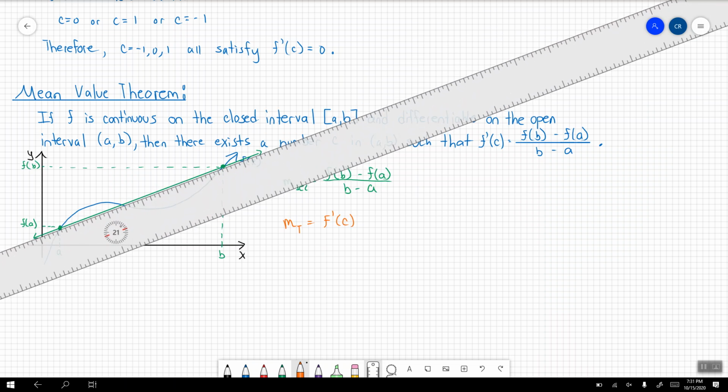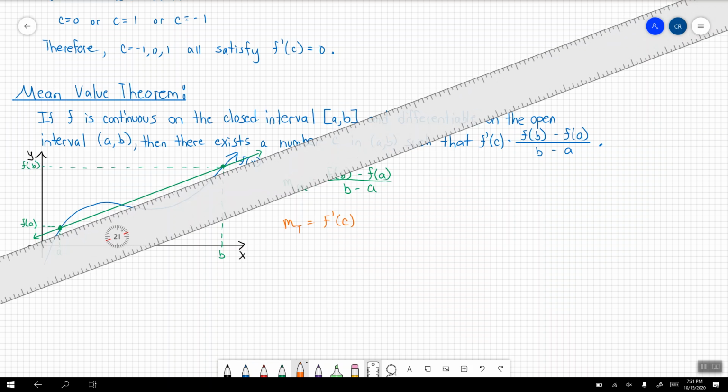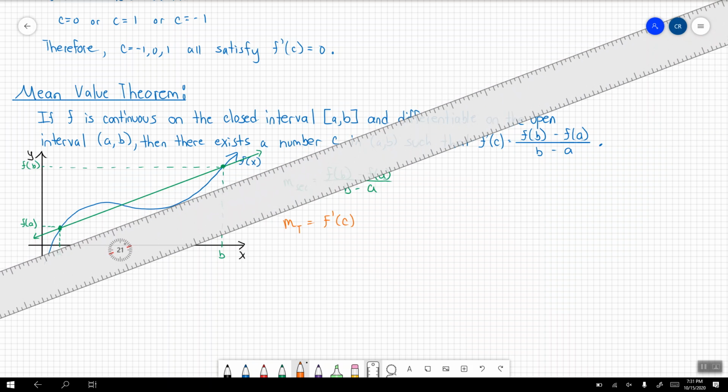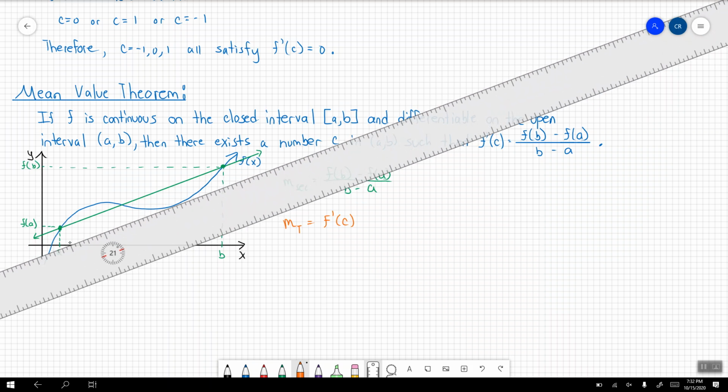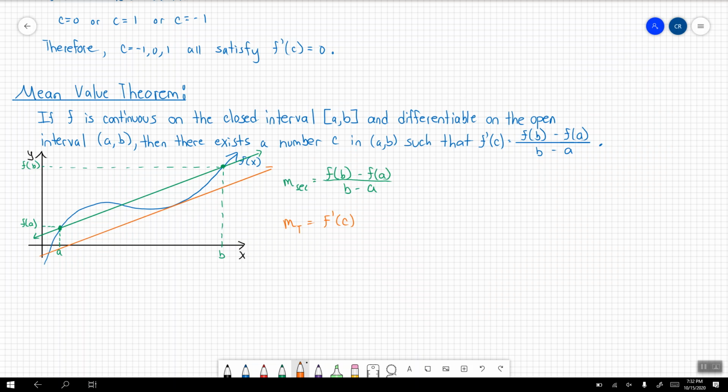Okay, notice my angle measurements didn't move, so this line is headed in a parallel direction to the secant line. And if I draw my line here as is, then this line is parallel, meaning that their slopes are exactly the same. The slope for this line is the value of c that we're looking for. Mean value theorem guarantees that there will be a number c such that this happens.